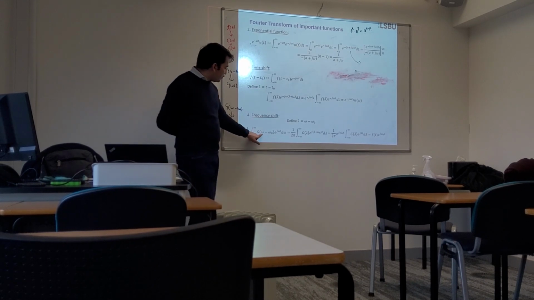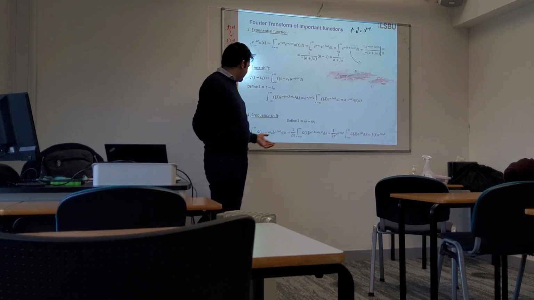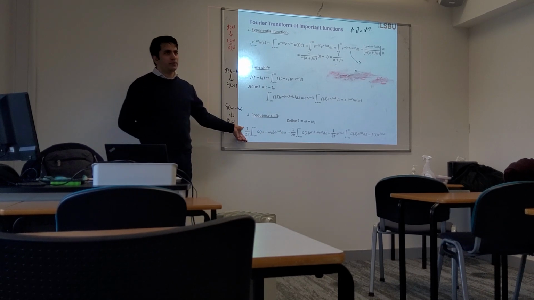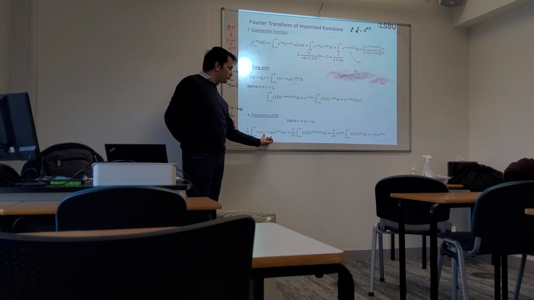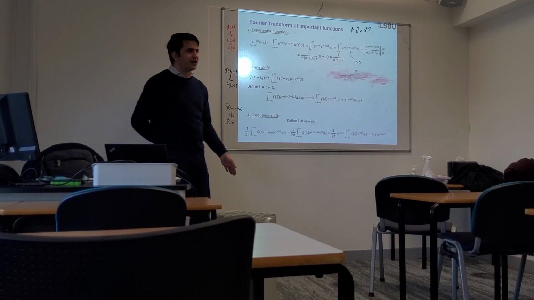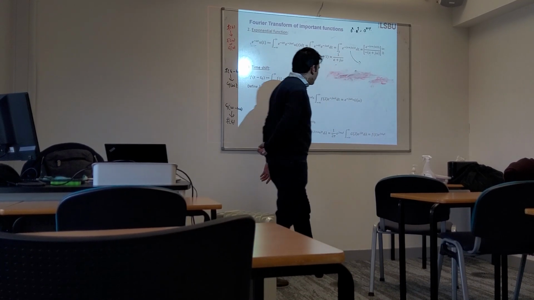So here what we have done, omega minus omega naught, here we have e power j omega t, but here you know that from the formula we have 1 by 2 pi. Again, if we do the same thing, just replace this omega naught with a different variable, finally you get to know that it would be f of t e power j omega naught t.